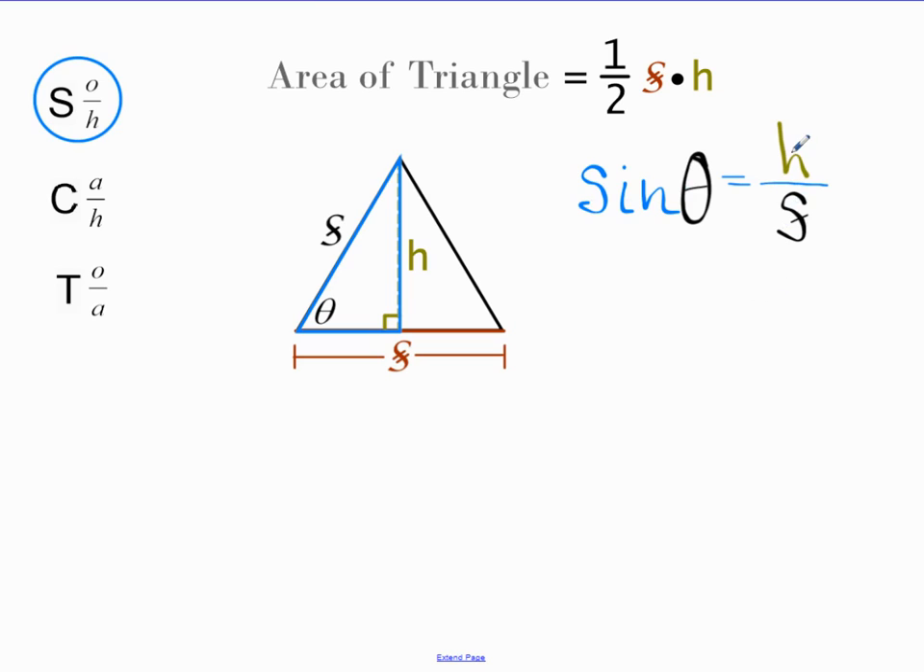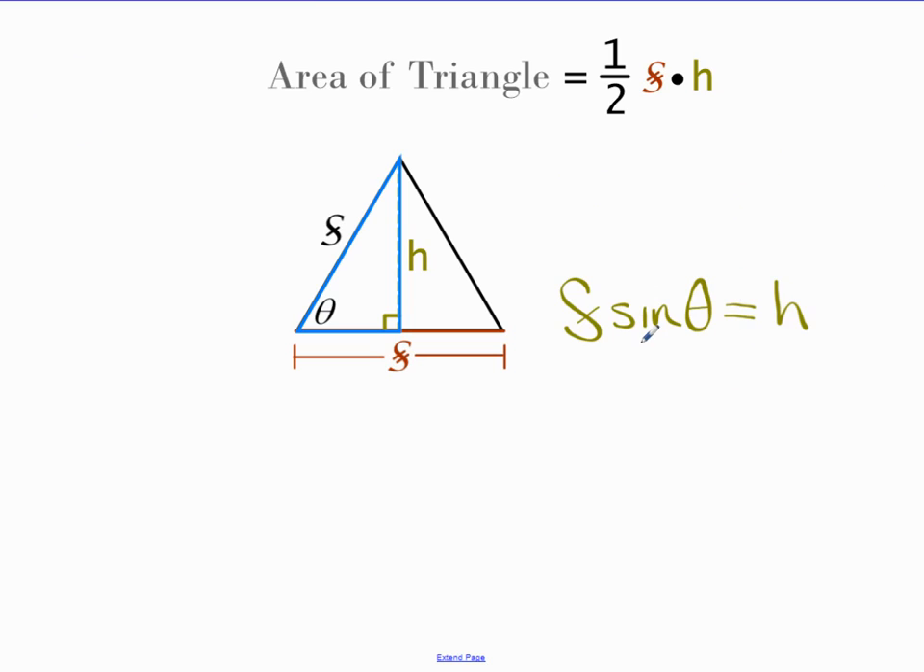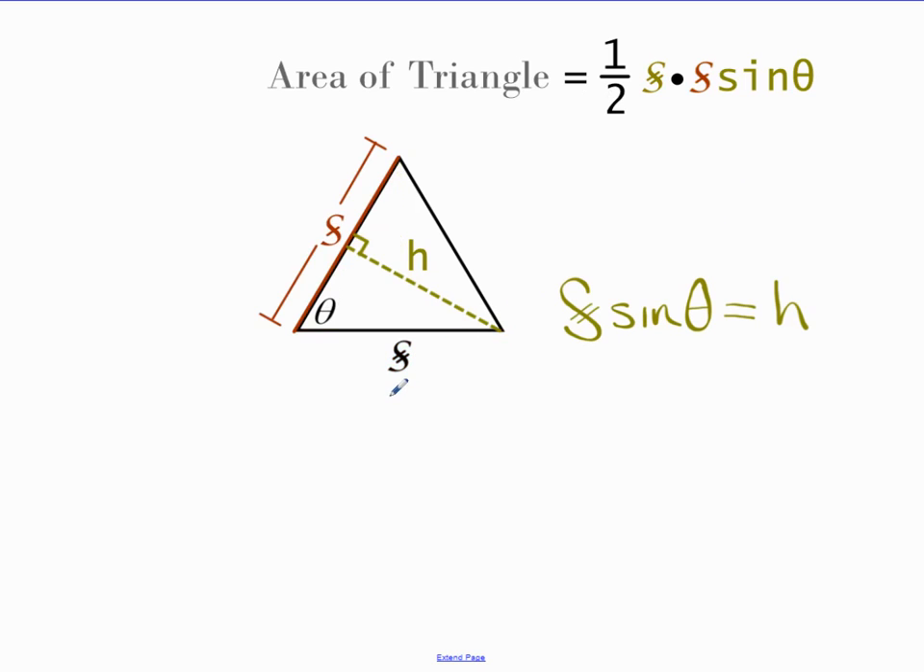Let's solve for that opposite piece, that h, by multiplying both sides by that denominator, that side 1, and we get that the height is equal to side 1 times the sine of the angle. Let's get rid of some other nonsense and let's plug that into our equation. All of a sudden, we have the area of a triangle if we have a side followed by an angle followed by a side. There's our formula. Why does that work? It works this way too, guys.